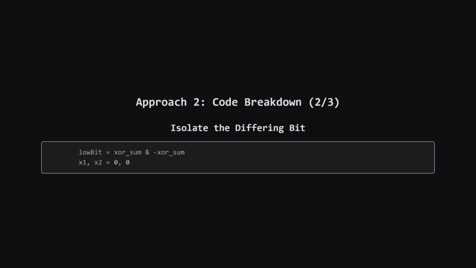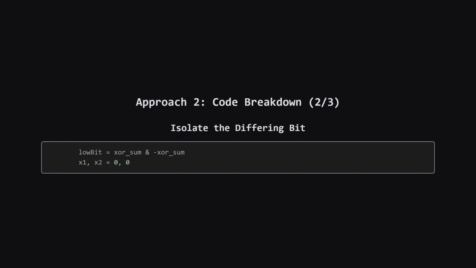Now for the magic trick. We need to find any bit that's set to 1 in our XOR_sum. A common and super efficient way to do this is to get the rightmost 1 bit. The expression XOR_sum bitwise AND with the negative of XOR_sum does exactly that. We store this value in a variable called low_bit. This low_bit will be a number like 1, 2, 4, 8, and so on. It has only 1 bit set.